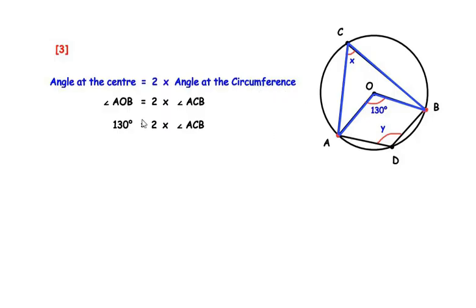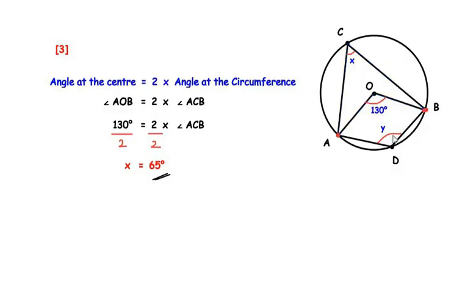Angle at the center, we have it as angle AOB is equal to 2 times angle ACB. Now angle AOB is 130 degrees is equal to 2 times angle ACB. Now let us divide both the sides by 2. So we get angle at the circumference, that is angle ACB, as 65 degrees. So we have got the value of x now. Now let us try to find out y.